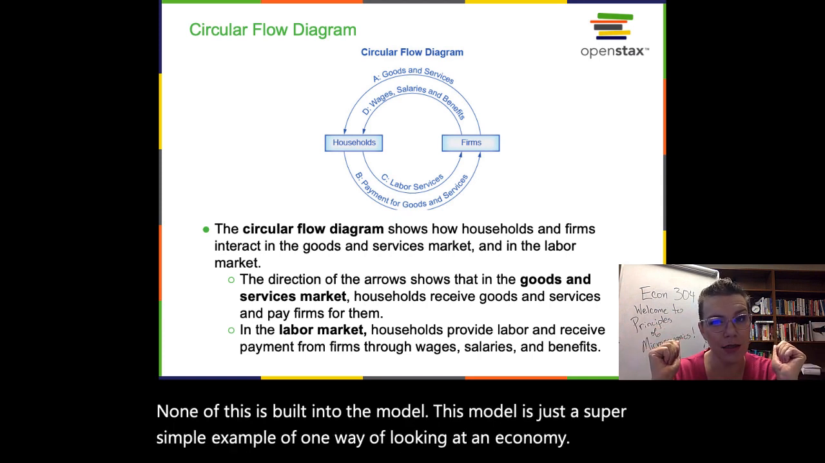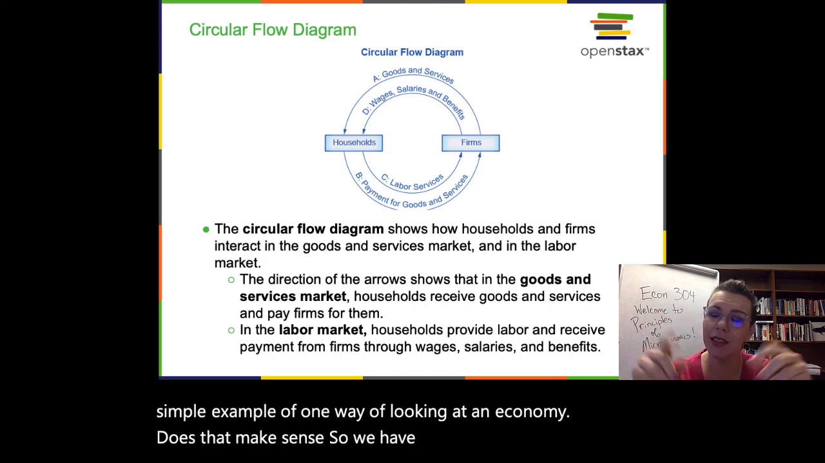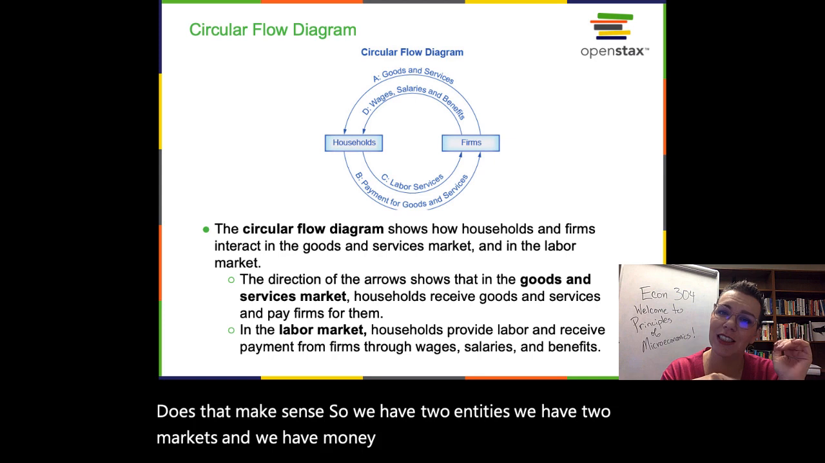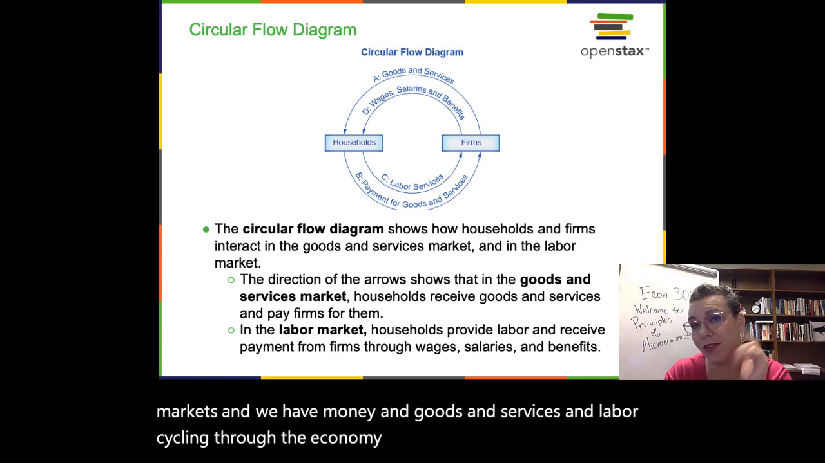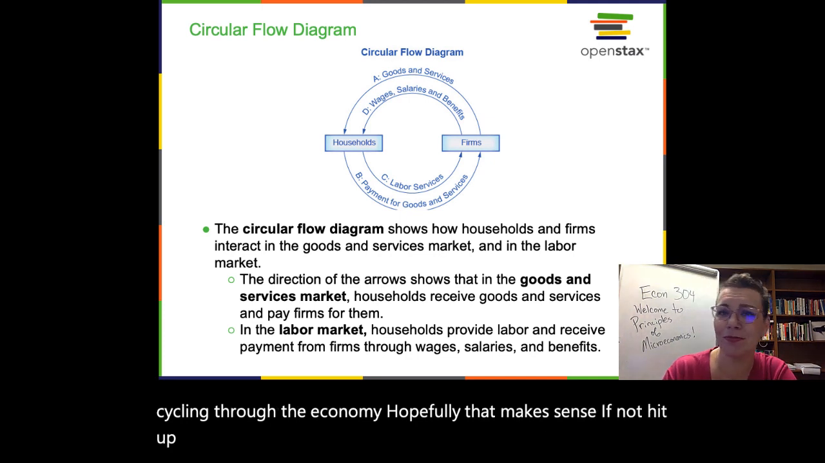Does that make sense? So we have two entities, we have two markets, and we have money and goods and services and labor cycling through the economy. Hopefully that makes sense. If not, hit up the discussion thread and let me know.